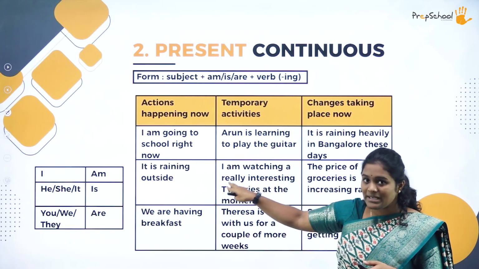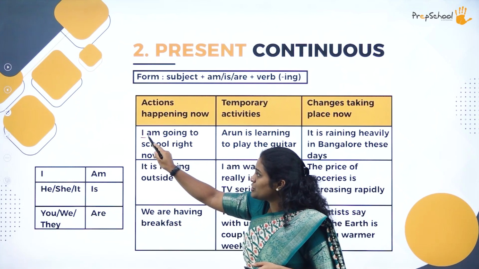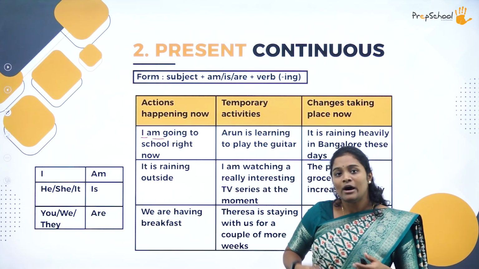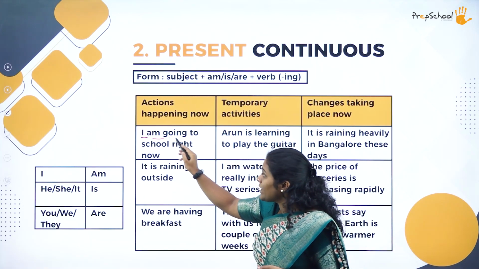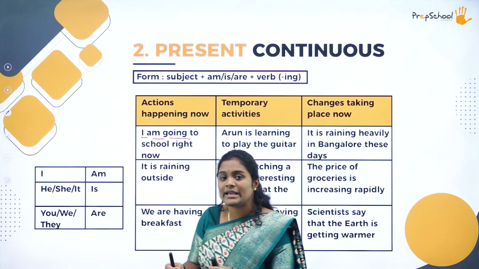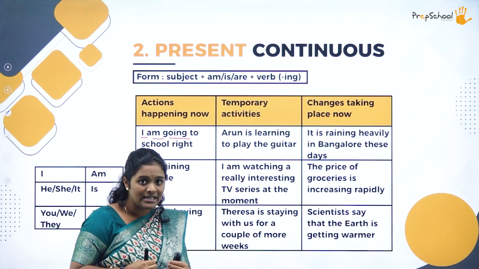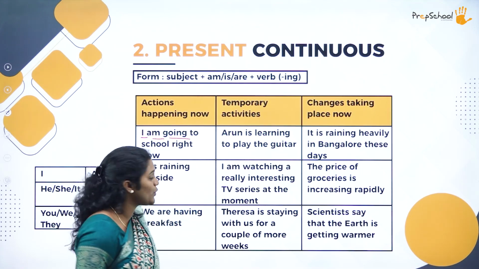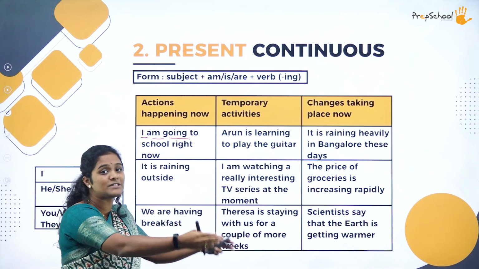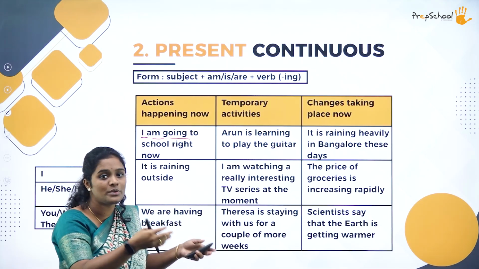Let's take an example and understand. I, subject, am, auxiliary verb, going. I am still going. I am still continuing that action. It is present yet also continuing. Let's see it from three perspectives, in three ways in which we can use it.